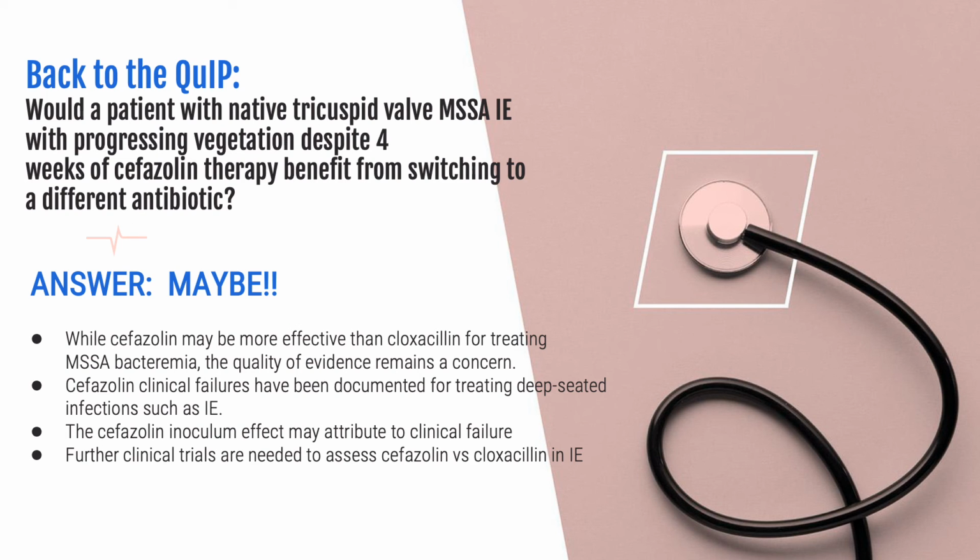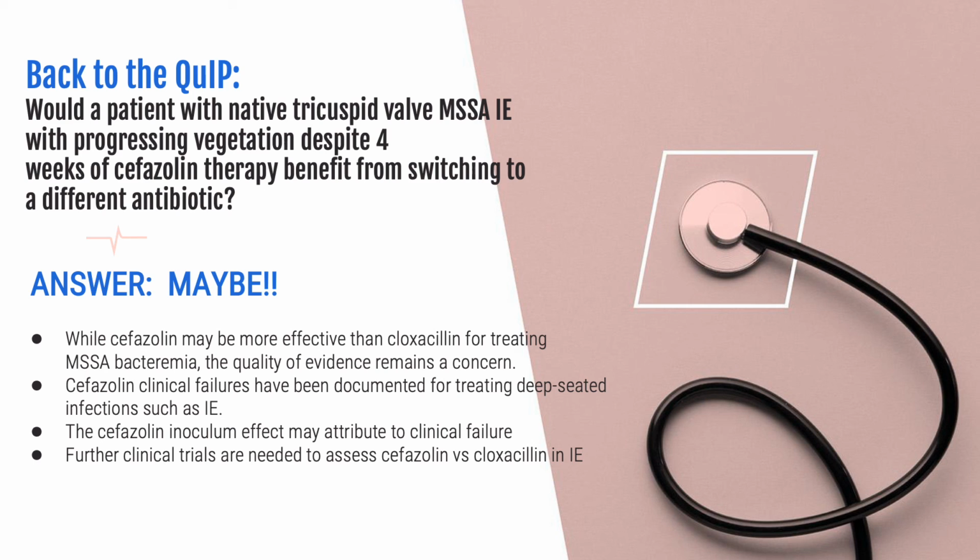Now, getting back to our question in practice. In a patient with native tricuspid valve MSSA infective endocarditis with progressing vegetation despite 4 weeks of cefazolin therapy, would they benefit from switching to a different antibiotic? Our answer, maybe. Although the evidence seems to be leaning towards favoring cefazolin over cloxacillin for MSSA bacteremia, the quality of evidence remains a concern. Cefazolin clinical failures have been documented for treating deep-seated infections such as endocarditis, and we have a patient right in front of us who appears to be failing cefazolin therapy.